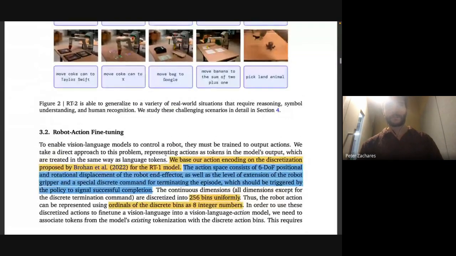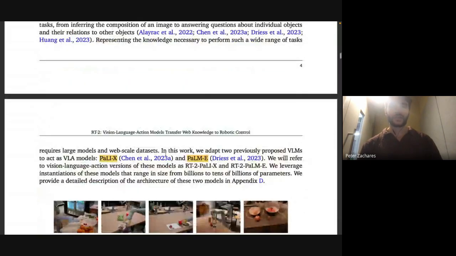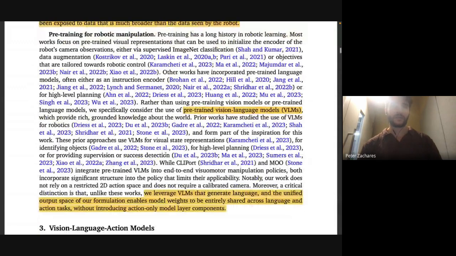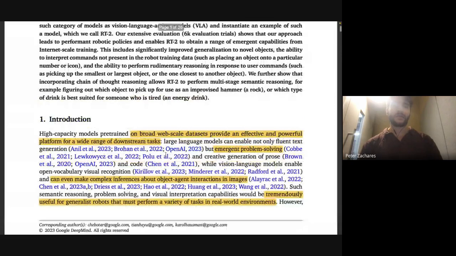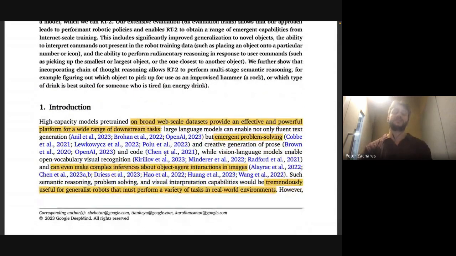So they want to create this model that can take in instructions and output low-level robotics commands. And what they also want to do is leverage the benefits of web-scale data sets, as they say here, for improving the generalization of the model that they're training. We can't have web-scale data sets for robotics because robots don't exist on the web. They exist in the real world.